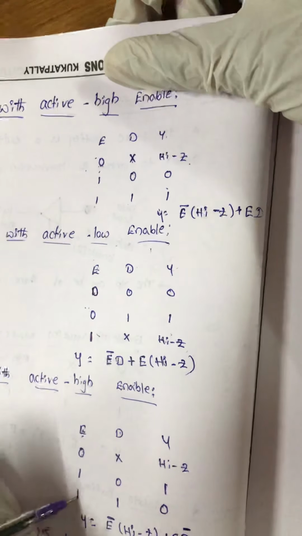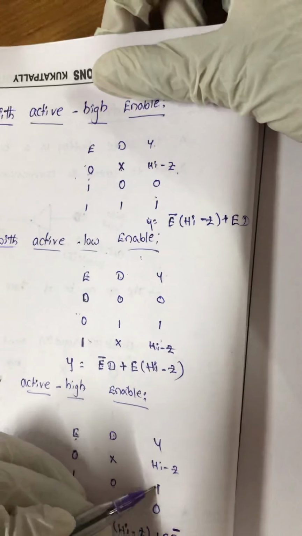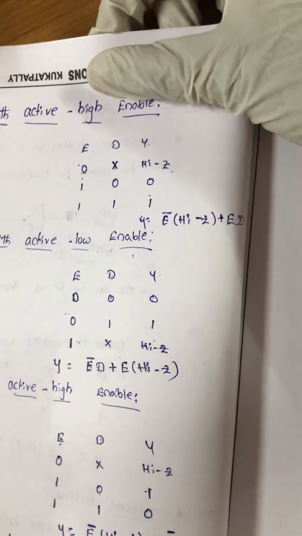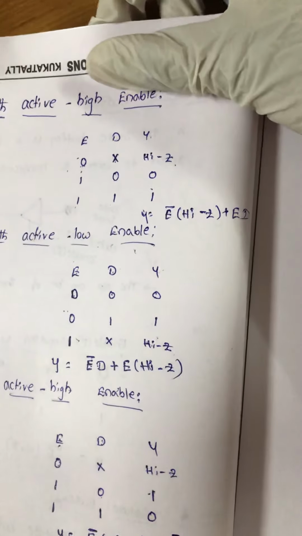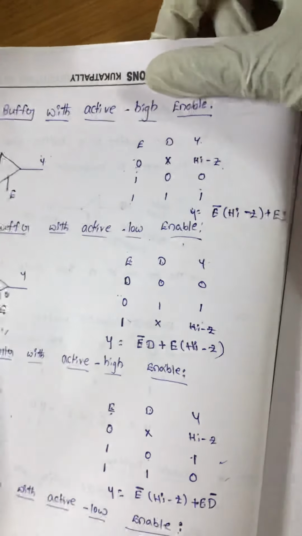Okay, next coming to E equals 1 conditions. In these two conditions input is 0, output is 1. Why? Because here we have to connect one bubble. Bubble means inverter. Input is 0, output is 1. If input is 1, output is 0. So these two conditions are related to inverter conditions.